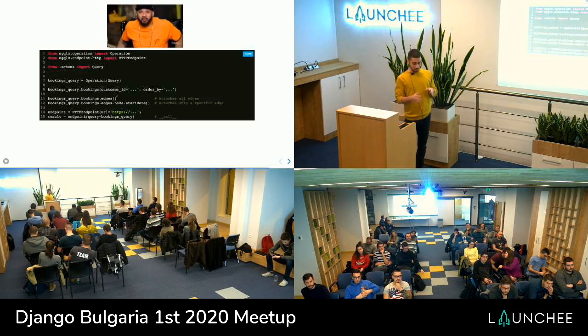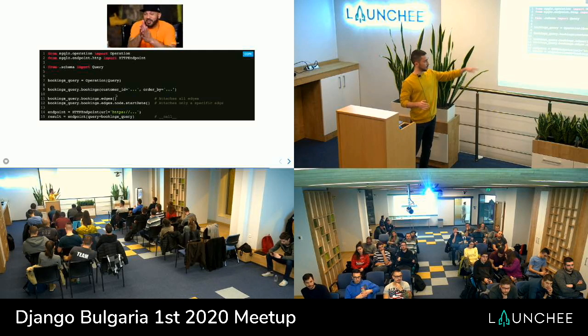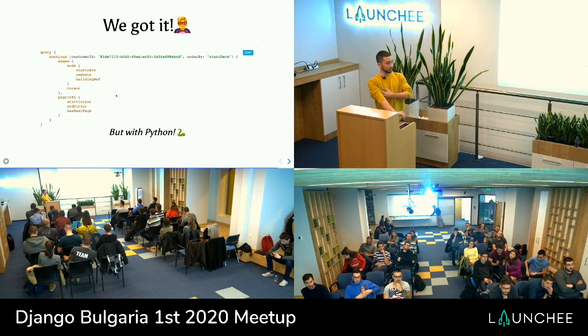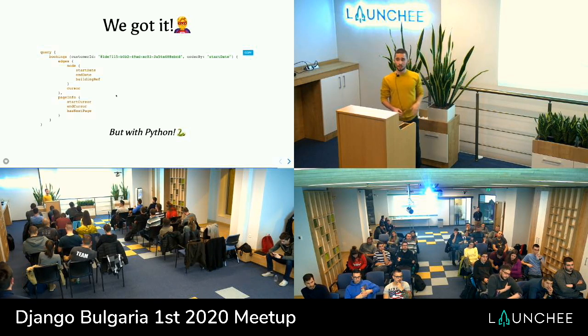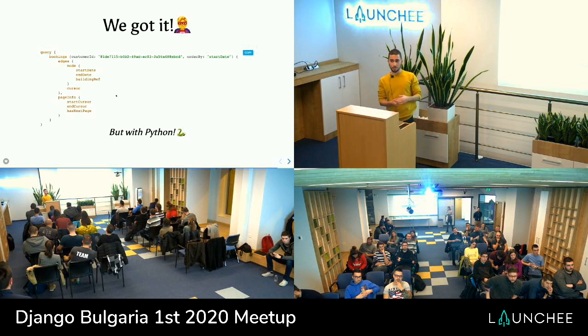So let's see what we have achieved by the end of this line. We actually got our initial query, but we got it with Python. So we have the query, which is named bookings. We can provide some filters for, in this example, customer ID.